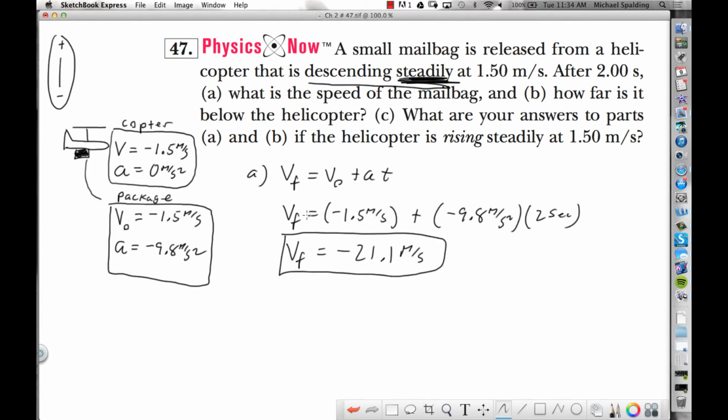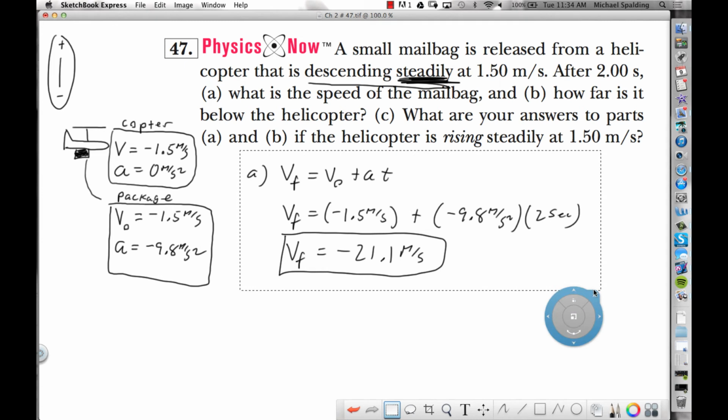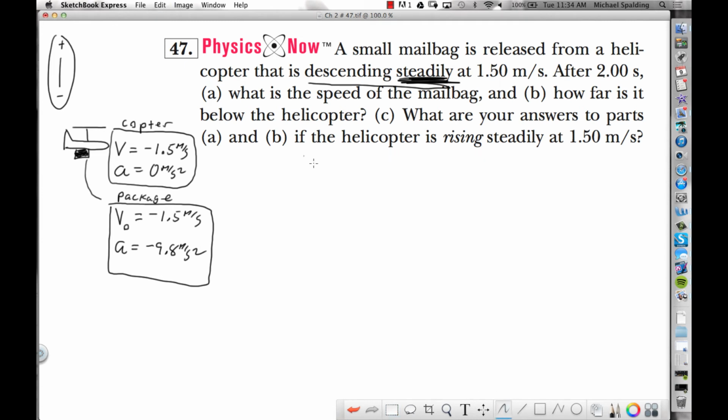And technically, you actually don't need this negative here if you're really on your physics game. Notice it says speed. Does speed have a direction? No. So you could just say 21.1 meters per second. The negative just indicates down. Okay, question B. How far is the package below the helicopter? You cannot do this in a single calculation. You've got to calculate 2 things to do this. All right, so I'm going to erase this first calculation. We're done with that. Okay, part B.